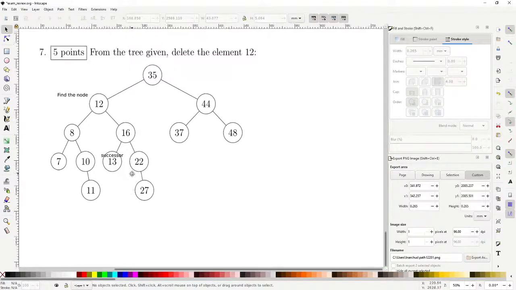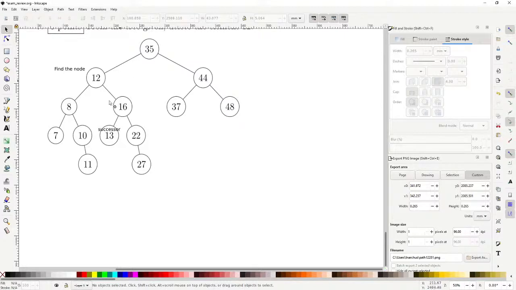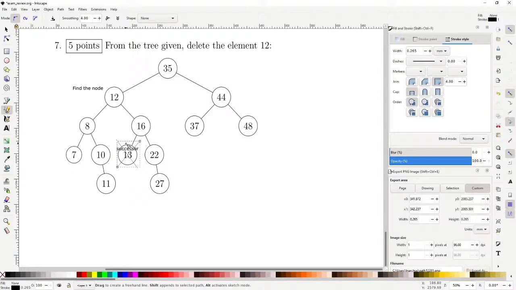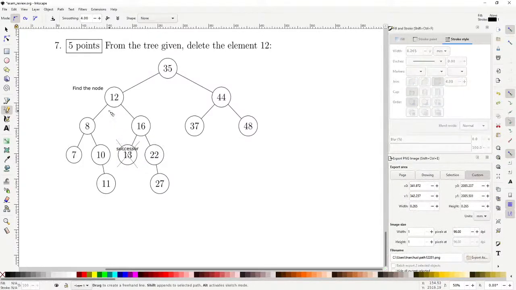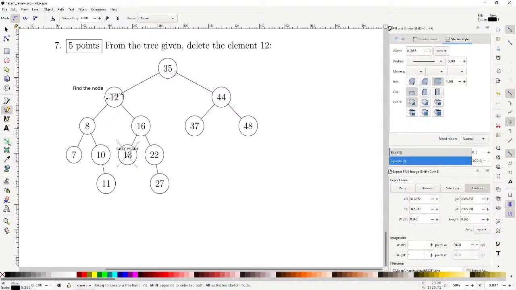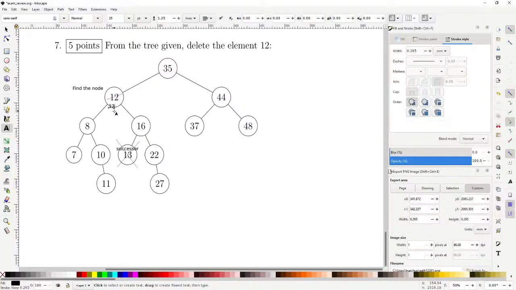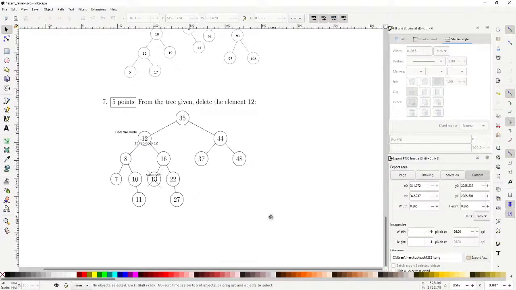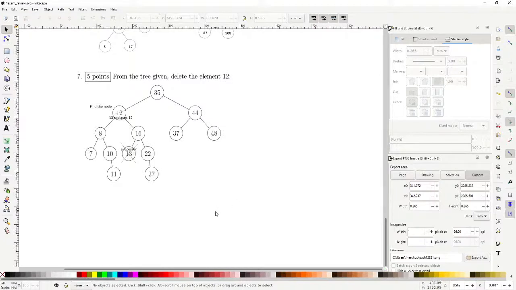And so how would you delete this node? The answer to me is this. I would probably draw an X over this node to indicate that it's gone. And then I would maybe either draw an arrow or just scratch out this node and then write in 13 replaces 12. And that's it. That's how you delete that node, right? And that's all you got to do, okay?